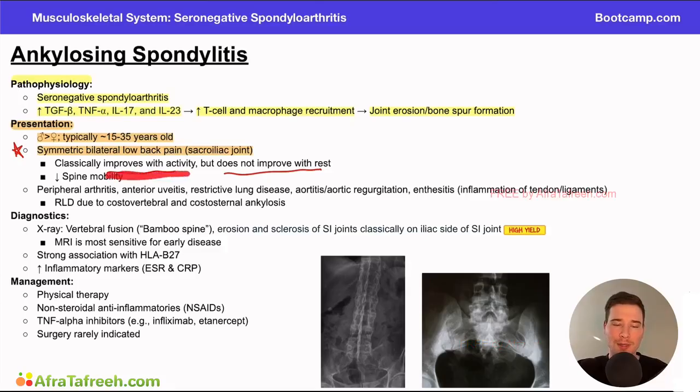We see this improves with activity. So the patient goes on walks, the back pain gets better. When the patient wakes up in the morning, the back pain is worse, or when the patient's on the couch. Why? Because rest does not improve this patient's symptoms. Again, we can differentiate different etiologies.